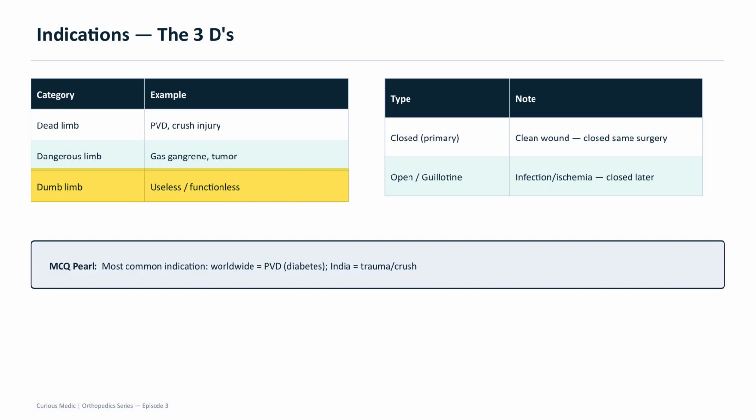The third is a dumb limb. A useless, functionless limb that the patient cannot use, and that serves no purpose. This includes limbs with severe congenital deficiency or catastrophic neural injury with no chance of recovery.